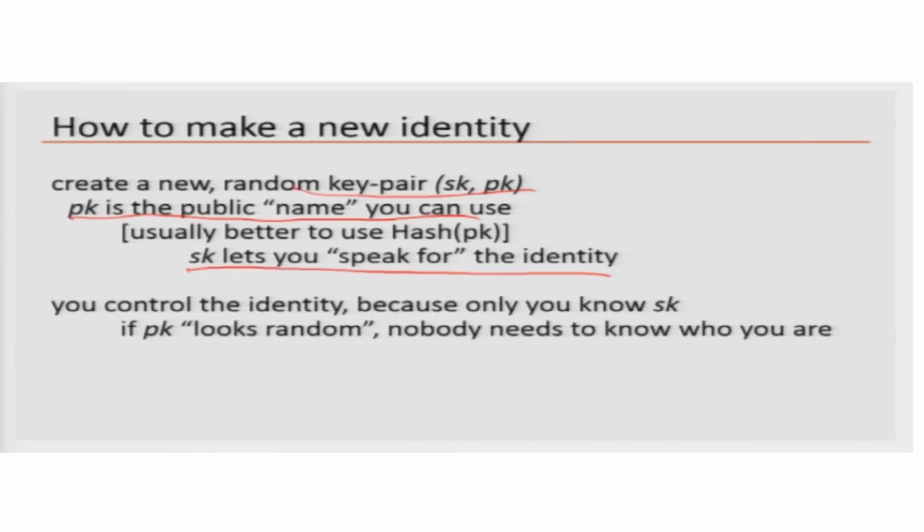So, if you want to prove your identity, you have to use SK to sign. Now, if PK looks random, nobody needs to know who you are. Therefore, one of the big problems in blockchain is that I, as one person, can create hundreds of different identities. I can create as many key pairs as I want, and use them to create multiple identities and do various things under the various identities, and therefore people would not be able to know that I am the person who is doing all this.